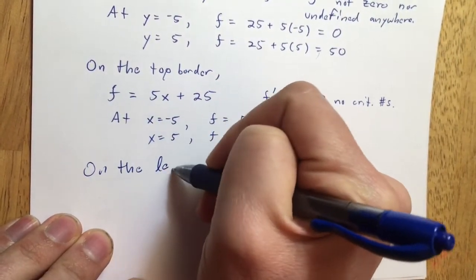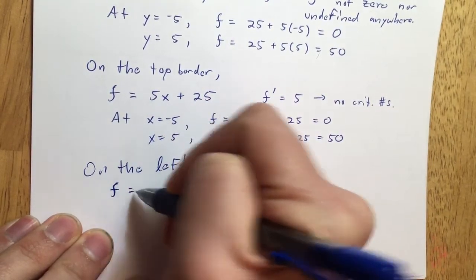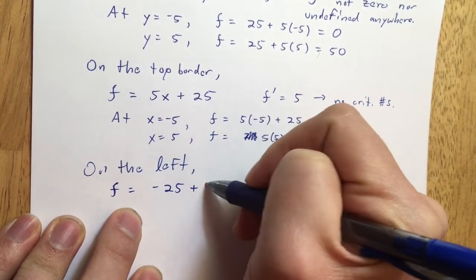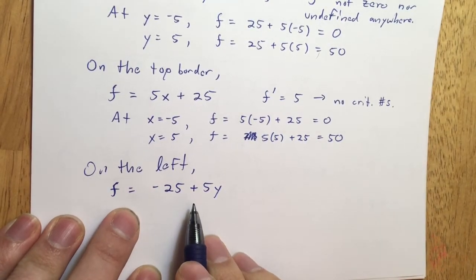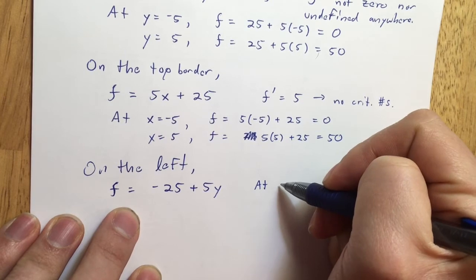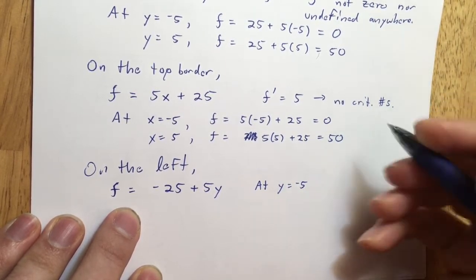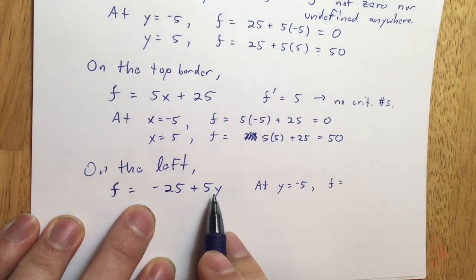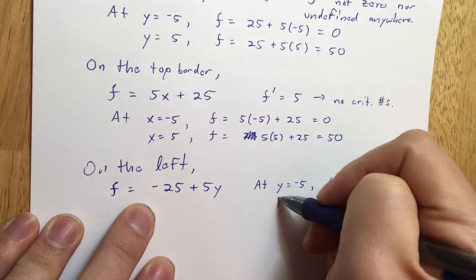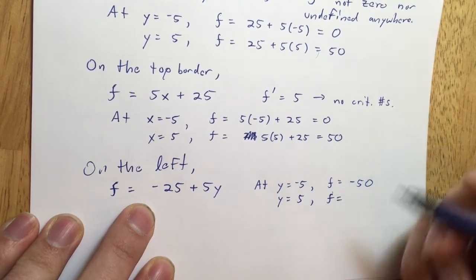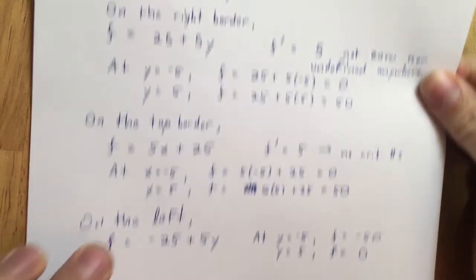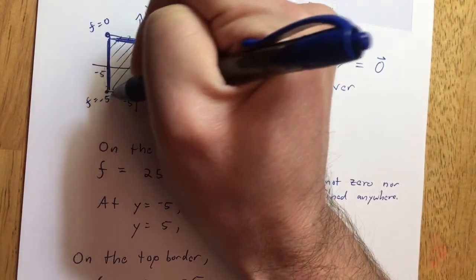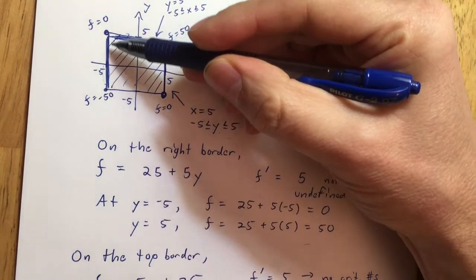On the left, f is equal to, well, now x is negative 5, right? So it's going to be negative 25 plus 5y. There are no critical numbers, so we just look at y equals negative 5. f is equal to, if you plug negative 5 in for y, you get negative 50. And at y equals positive 5, f is equal to 0. So on the left, when y was negative 5, we found out that f was equal to negative 50. Right. And when y was 5, we get f equals 0.